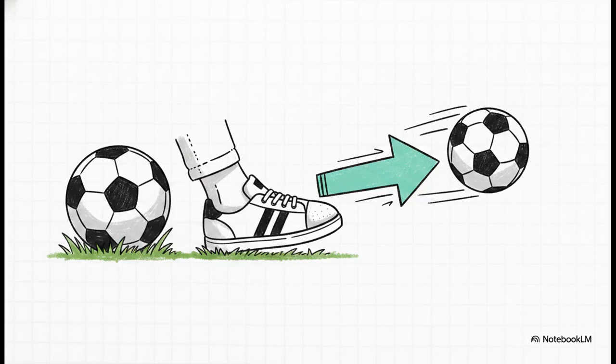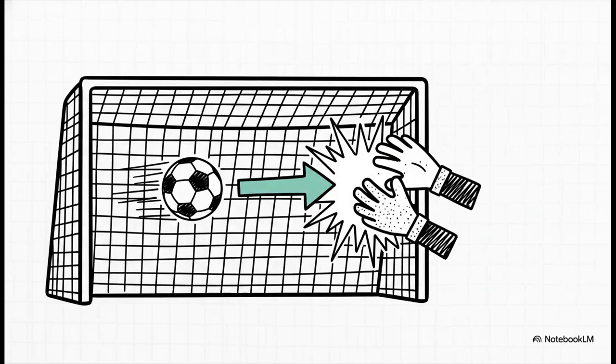First up, the most obvious one, force can get things moving. A soccer ball just sitting on the grass isn't going anywhere, right? Not until a player comes along and applies a force with their foot. That kick is the force that gets that stationary object moving. Second, force can do the exact opposite. It can stop something that's already in motion. So imagine that same soccer ball is now flying towards the goal. The goalie uses their hands to apply a force, and boom, brings that ball to a complete stop.